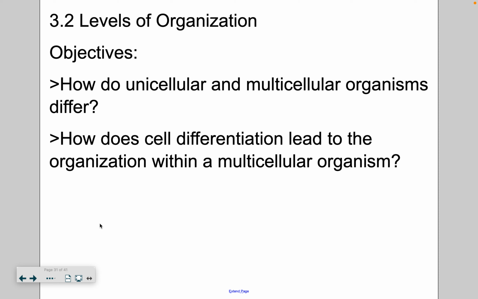So this final section of Chapter 3 looks at levels of organization. And so we're going to look at some differences between unicellular, which means one-celled organisms, and multicellular organisms, which means many. So we'll talk about how they're different. And then how do cells become specialized?